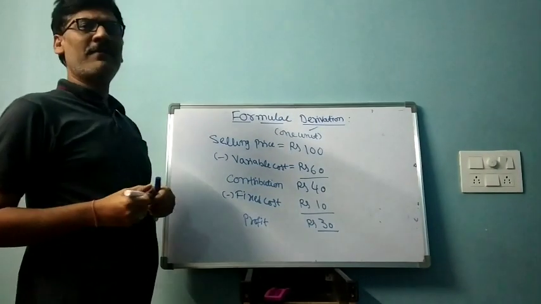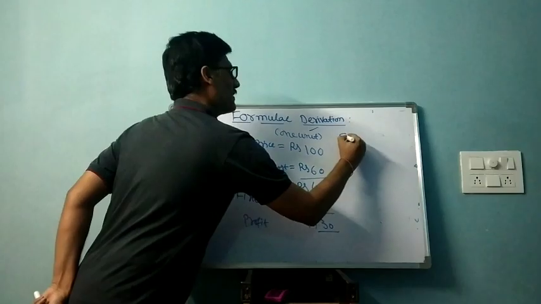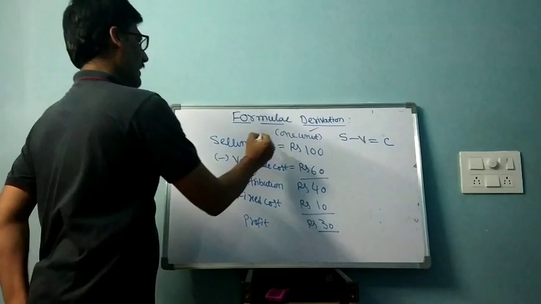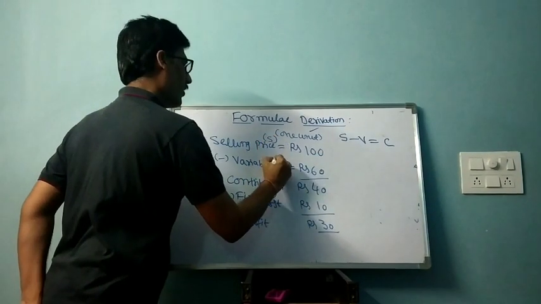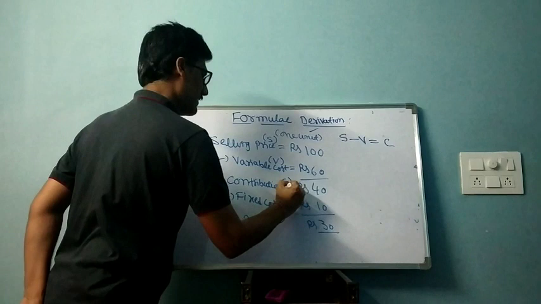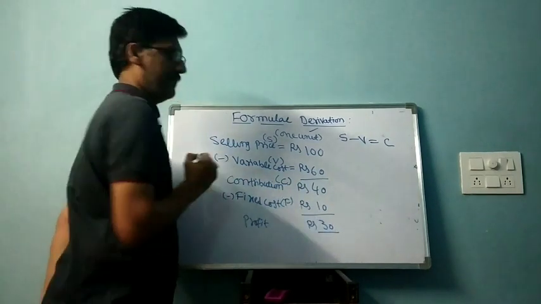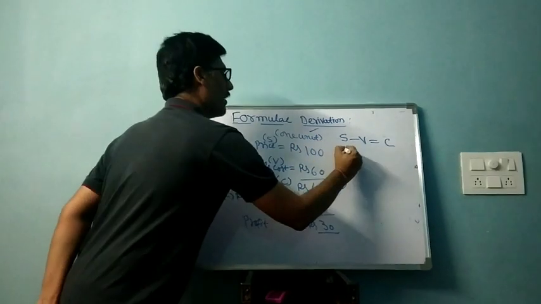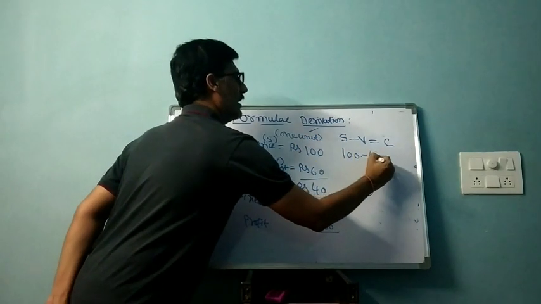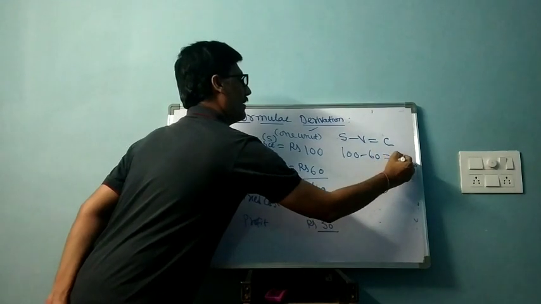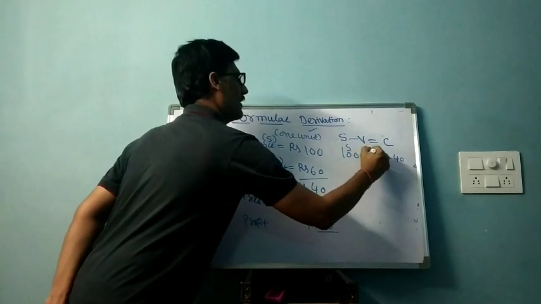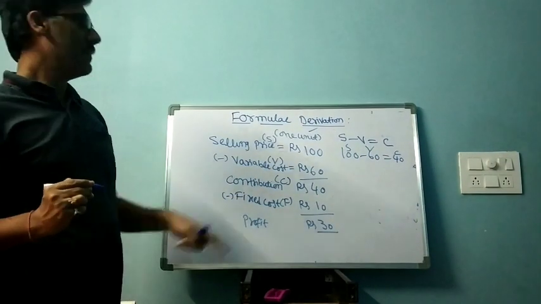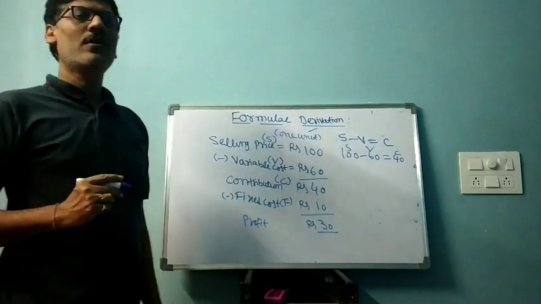Now the first formula which I am going to write is sales minus variable cost is equal to contribution. The selling price means sales. Variable cost means V. Contribution means C. Fixed cost means F. Sales minus variable cost is equal to contribution. You can check it out. 100 minus 60 is equal to 40. This is sales, this is variable cost, this is contribution. So one formula I derived from this example: sales minus variable cost is equal to contribution.